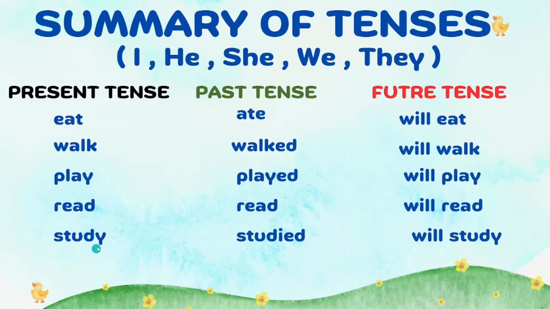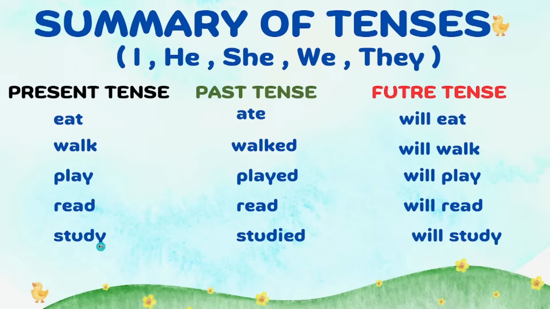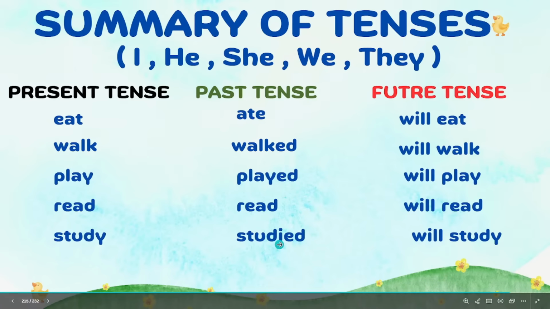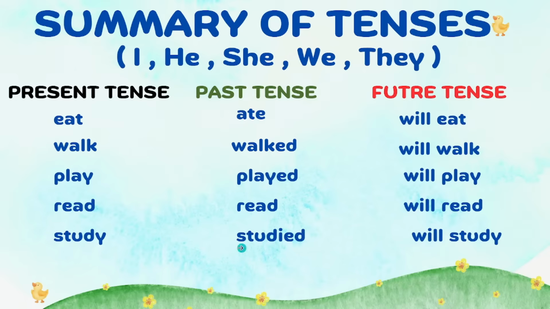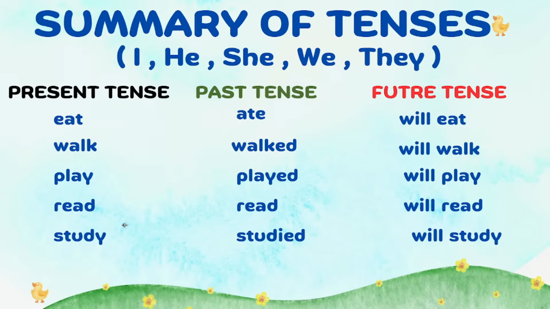Okay? Now, for the word study. It ends with Y. Study. Okay? The past tense for the word study is studied. Okay? You change Y to I and then you add ED. Studied for the past. And for the future tense, will study or going to study. Just explore some more examples of these present tense, past tense, and future tense kinds of verbs. Okay? There's a lot of this. Okay?